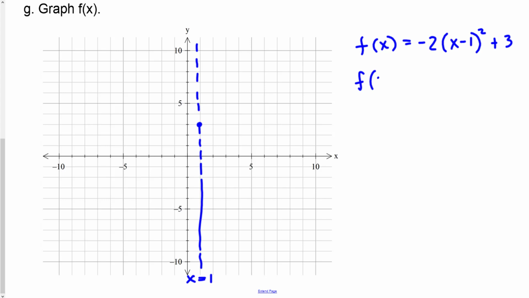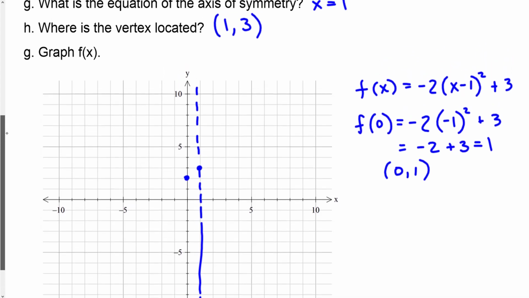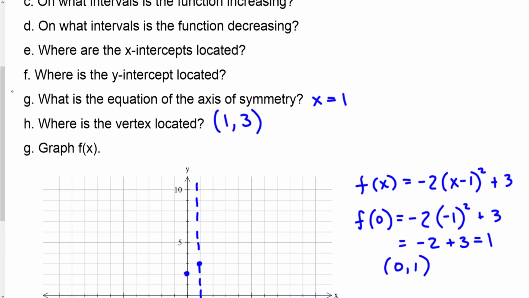Now if I evaluate f of 0, because the y-intercept occurs when x is 0, it would be negative 2 times negative 1 squared plus 3, which is negative 2 plus 3, or 1. So it's at the coordinate pair 0, 1. So I'll go ahead and plot that. So there's my y-intercept.